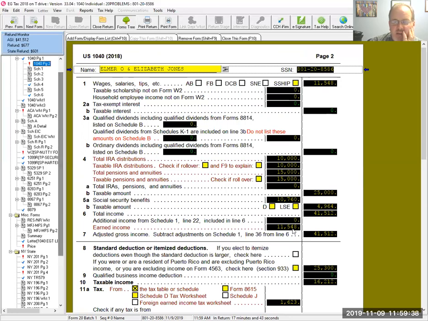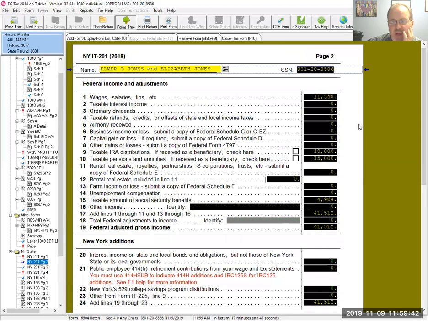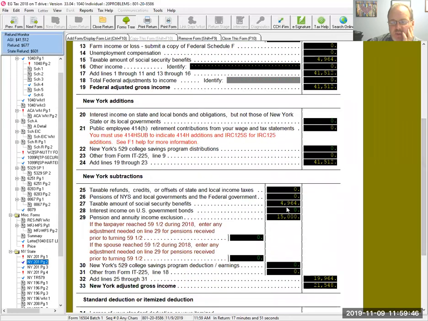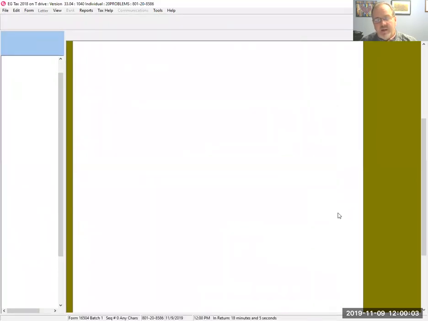On the state side, remember that number, 4964. We go to our New York page 2, there's that number, but Social Security is not taxable on the state. So we're gonna subtract that. So Elmer's 15,000 and his Social Security, basically he has no taxable income in the state of New York. The only taxable income that exists there is the income for Elizabeth, all right?